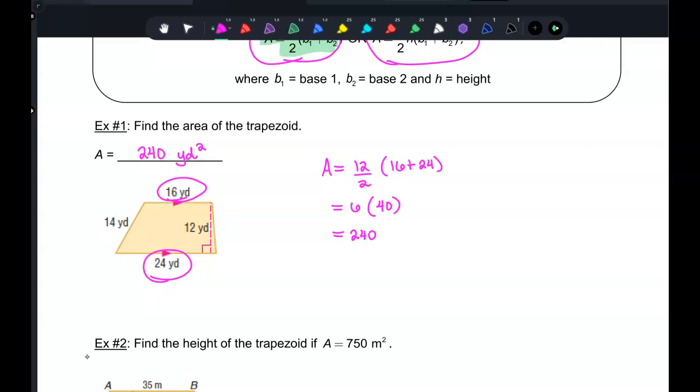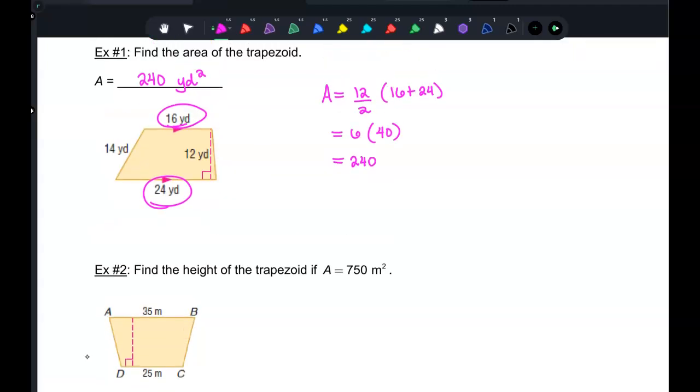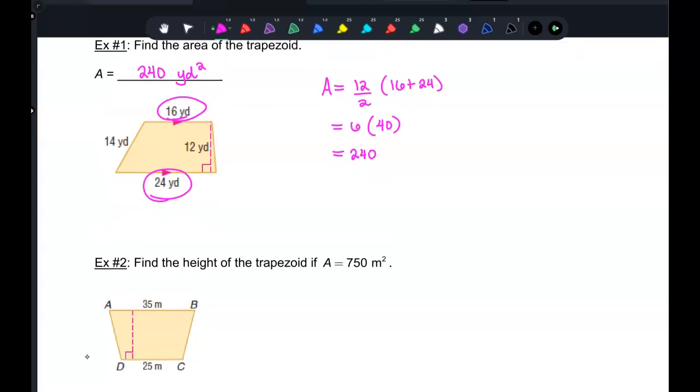Can I write SQ? Do you care? I don't know. Yeah, we should. I like SQ. It's like square. Like SQ dot. That's fine.